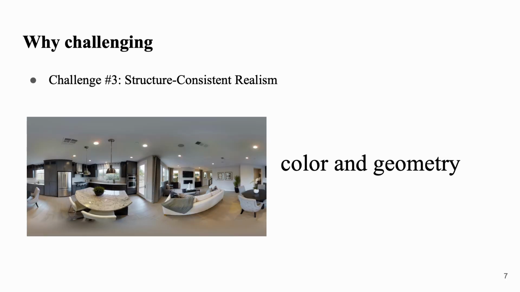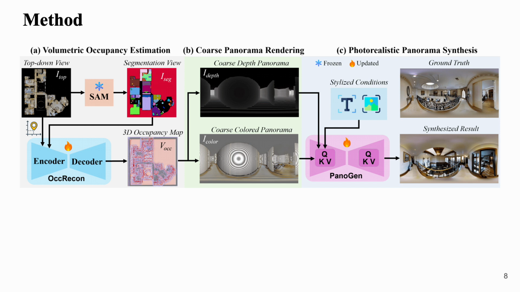Challenge 3 is realism and structure both. We must preserve the furniture's true-to-material appearance in the panorama while strictly enforcing accurate wall geometry, like geometry-aware photorealism with both color fidelity and structural consistency.